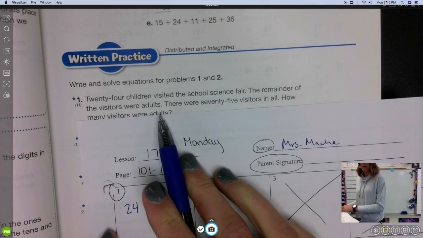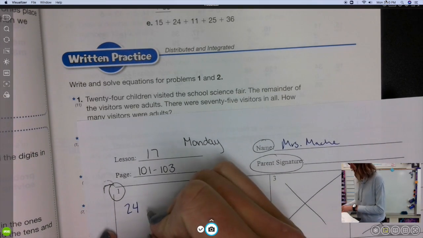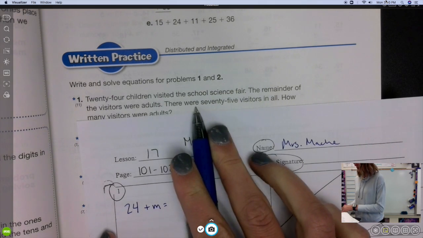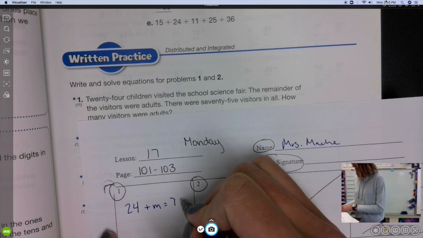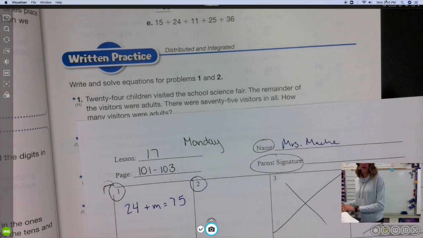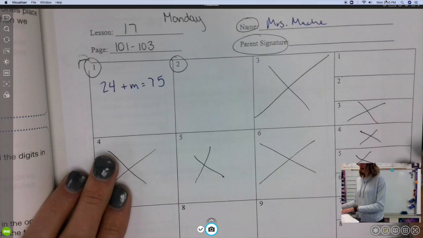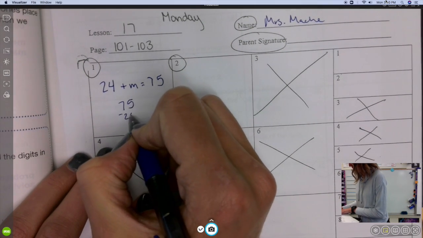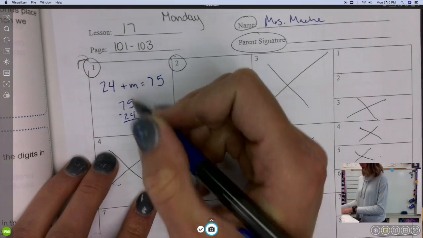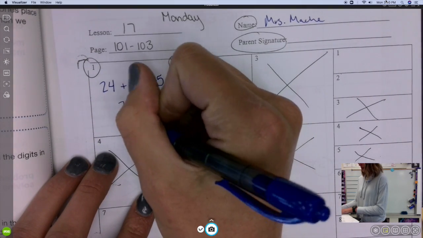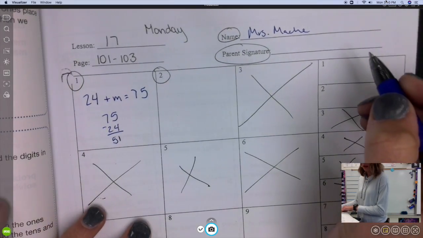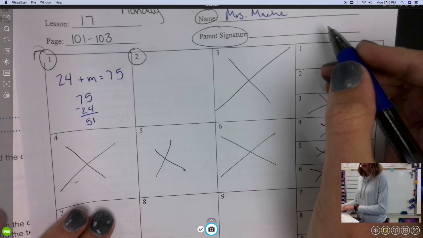24 children are visiting. The remainder of the visitors are adults. So 24 plus some more equals 75 visitors in all. So now we've got a missing number in an addition sentence. To find the answer, we're going to subtract. 75 minus 24. 5 minus 4 is 1. 7 minus 2 is 5. So we get 51. Now, what was the problem asking?